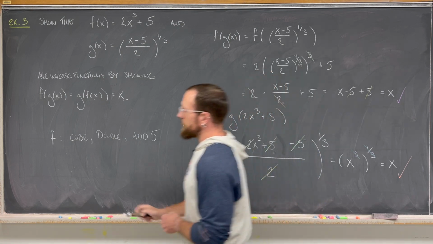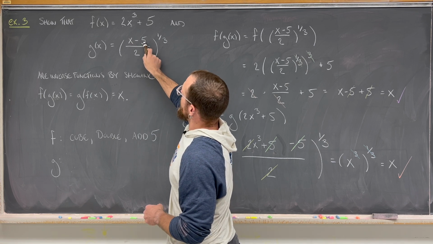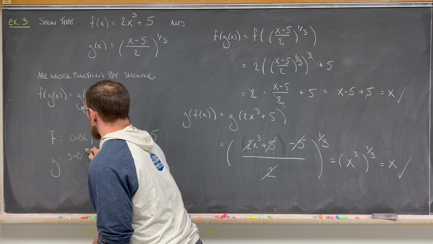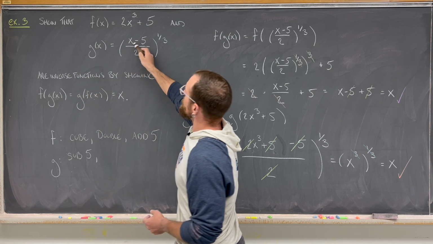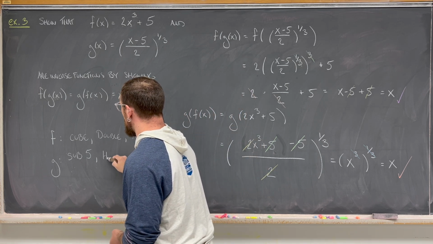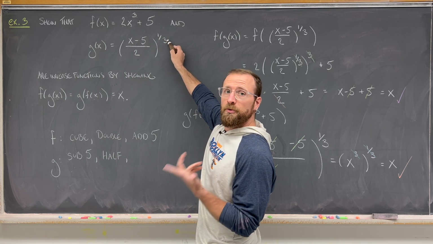What does g do? Well, the first thing that you do to x inside of g is you subtract 5. The second thing you do, after you subtract 5 from x, you divide it by 2, or you cut it in half. And the last thing you do is you take the cubed root of the result.